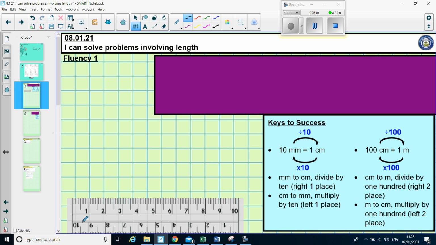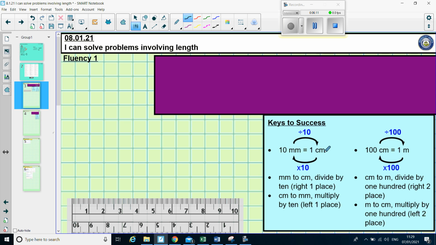So when we looked at mass, we only looked at converting between grams and kilograms. When we looked at capacity, we only looked at converting between millilitres and litres. But for length, we've got millimetres, centimetres, metres and kilometres that we're going to look at today. So there's quite a bit in this lesson. So first of all, we've got our keys to success down at the bottom here. Just to remind us that there are 10 millimetres in 1 centimetre.